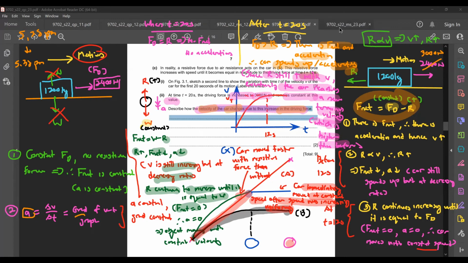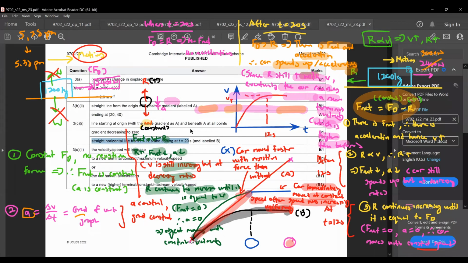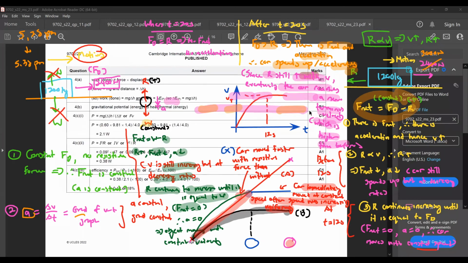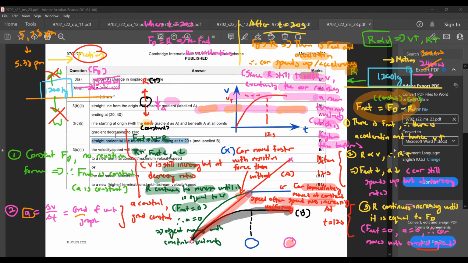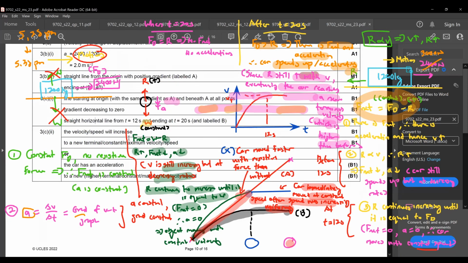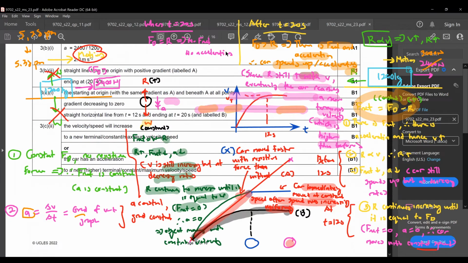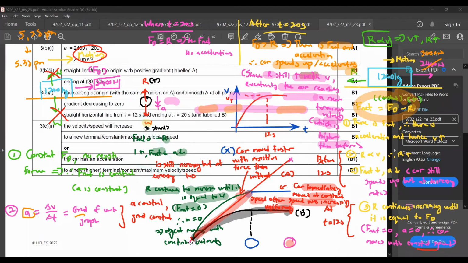Okay, so the way the marking scheme wrote it was something like this. Let me just erase everything. Okay, maybe don't erase first. The question basically mentioned this now. They give you two variations of the answer, where they first told you the velocity or speed will increase to a new terminal speed, to a new constant speed, to a new maximum velocity or maximum speed, any one of this.